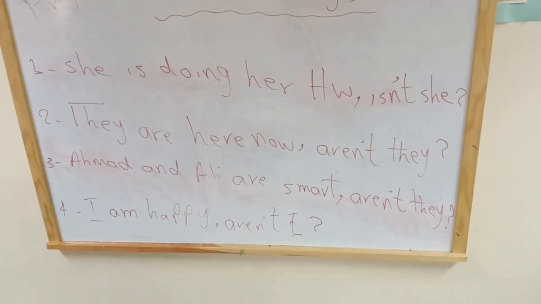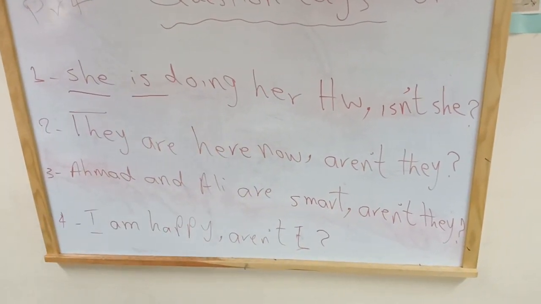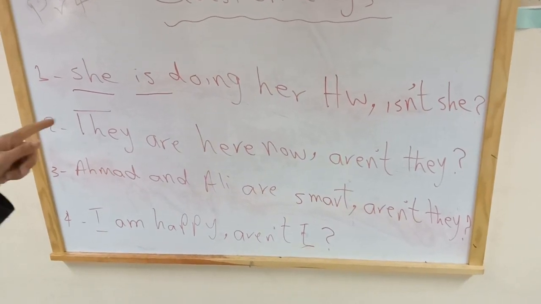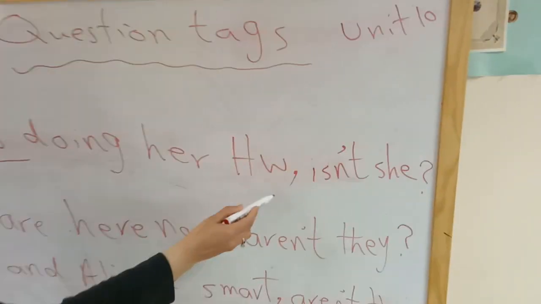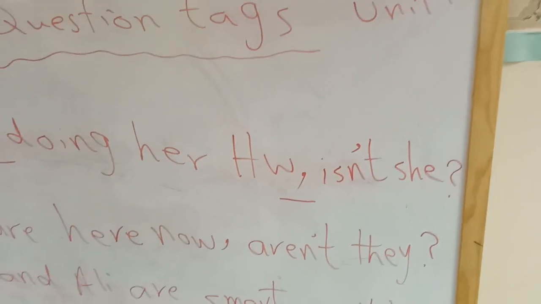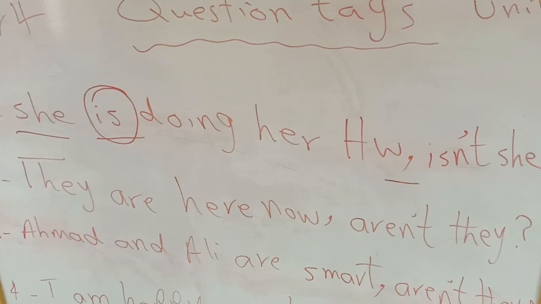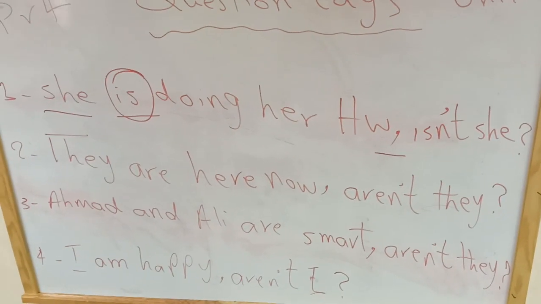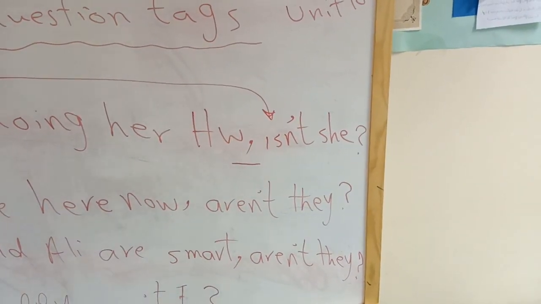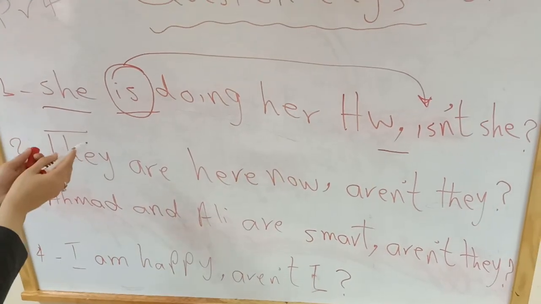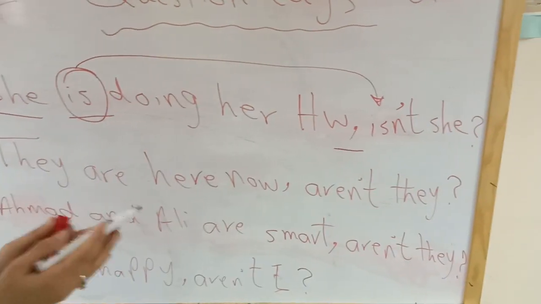First of all, I have two main things to focus on in a question tag: subject and auxiliary, or modal verb. She is doing her homework. First of all, I put a comma, as you see here. Then I look for the auxiliary, and I already have an auxiliary here, and it's affirmative. I take this auxiliary to put it here after the comma, but in the negative form. Okay, so again, if my auxiliary is affirmative, I turn it into negative after the comma. If my auxiliary is negative, I turn it into affirmative after the comma.